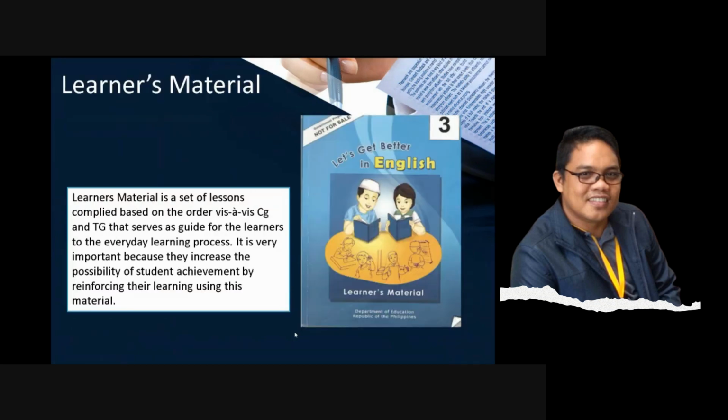Next is the learner's material. The learner's material is a set of lessons compiled based on the order. It is vis-a-vis with the curriculum guide and teacher's guide that serves as guide for the learner's everyday learning process. Actually, it's a book compiled in order and aligned with the CG and the TG.